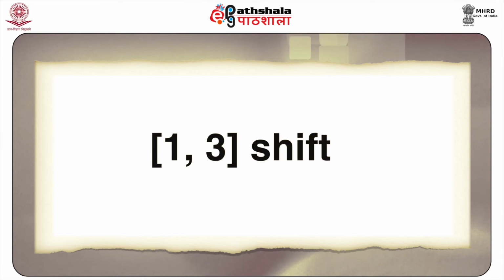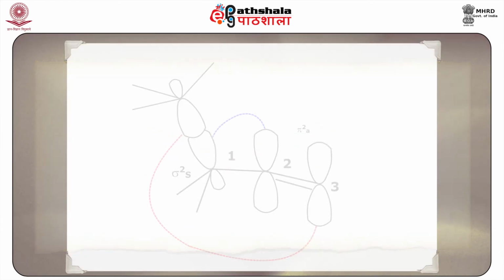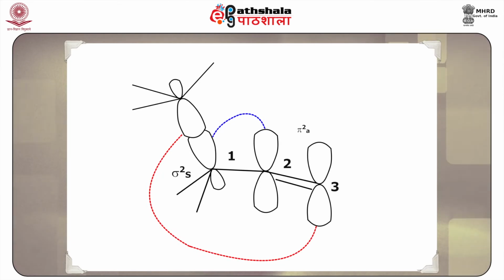Next, let us talk about 1,3 shift reactions. Thermally, the antarafacial shift of carbon is symmetry allowed, with the double bond acting as the antarafacial component, but this does not happen because of difficulties in achieving effective orbital overlap.